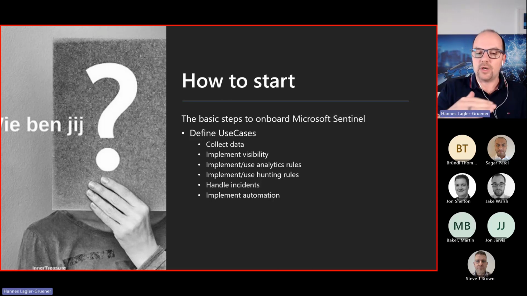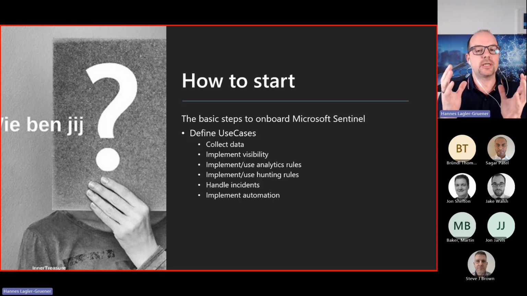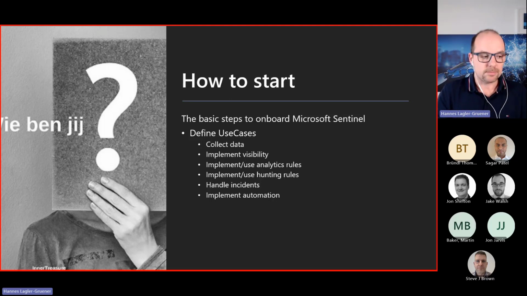So this is the first thing you have to do: define your use cases, collect the data, think about where the data is coming from. And then when it's available, we can think about implementation of visibility, implement analytics rules to get an incident if an issue occurs. And then at the end, also implement hunting rules, handle incidents, and when everything is clear, when everything is defined, you can also think about implementing automation.